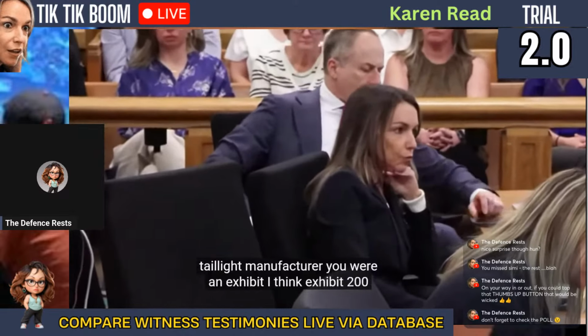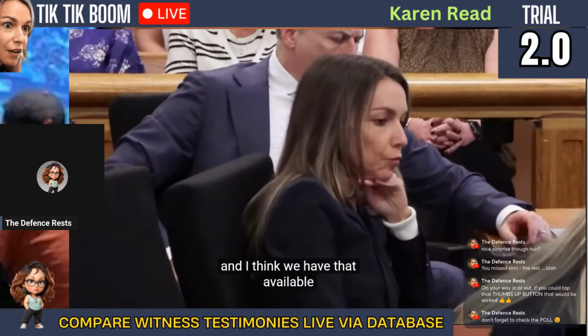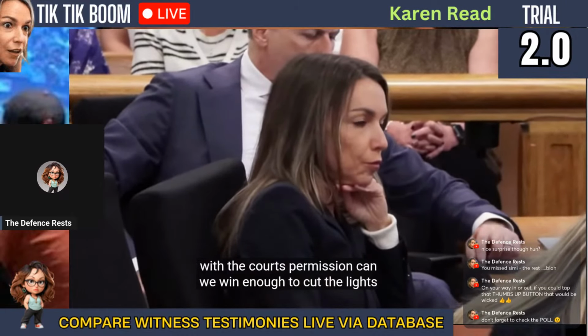Okay. I also want to ask you real quick about the taillight manufacturer. You were shown an exhibit, I think it's exhibit 200, and I think we have that available. With the court's permission, we don't have to cut the lights. I think the lighting is just fine.